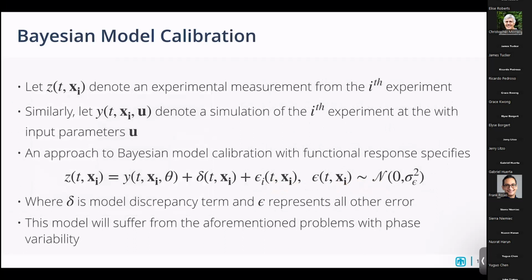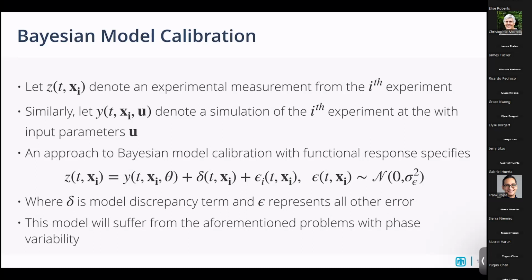Let's set up some notation within this Bayesian model calibration. We let z_t(x_i) denote an experimental measure from the ith experiment. This will be functional data, so it'll be an element of F. Here x_i is just some predetermined parameters. They're not theta; these are controlled parameters. Similarly, we're going to let y denote a simulation of the ith experiment with input parameters u, the input parameters into our computer model, with our controlled input x.